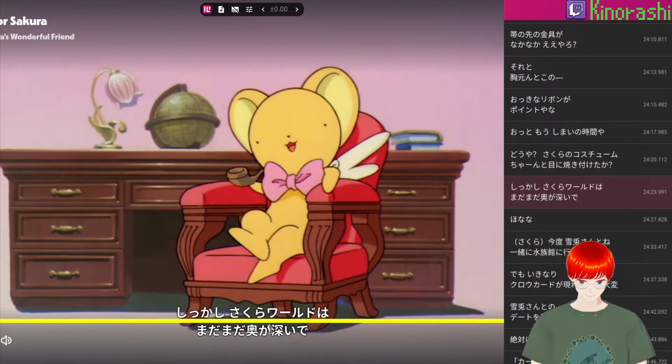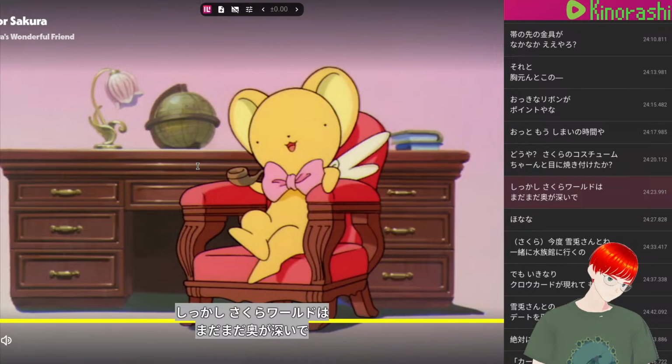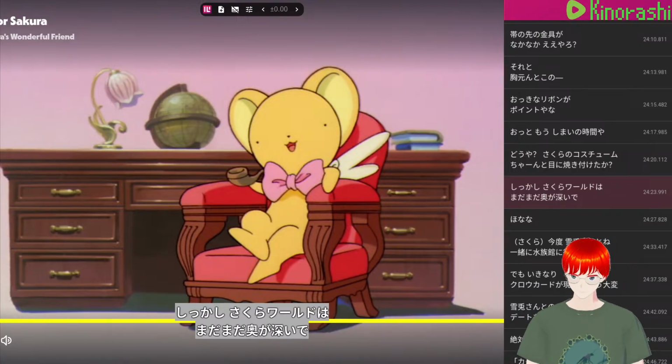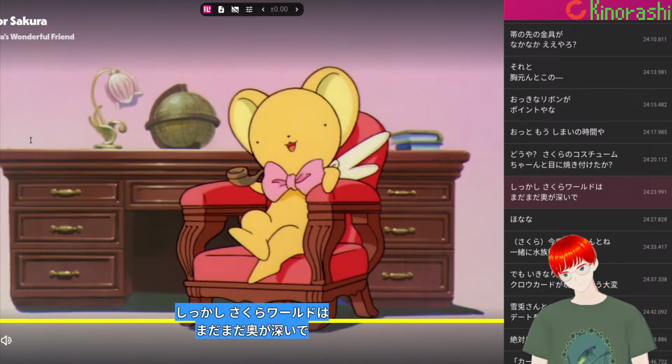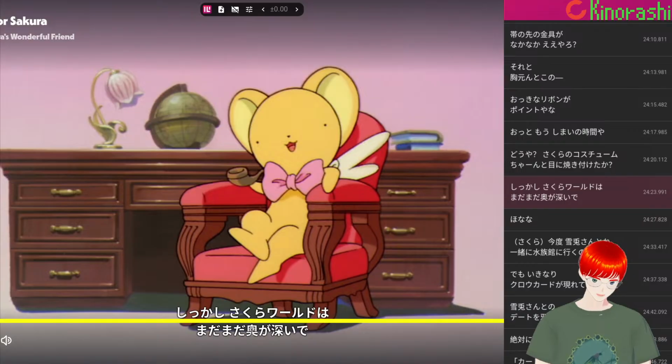Shikashi Sakura wa mada oku ga fukai de. However, Sakura's world is very deep. Okay, so that's their way of saying it's full of surprises. Well, I guess that technically means the same thing, whether Sakura's world is deep or Sakura's world is full of surprises.